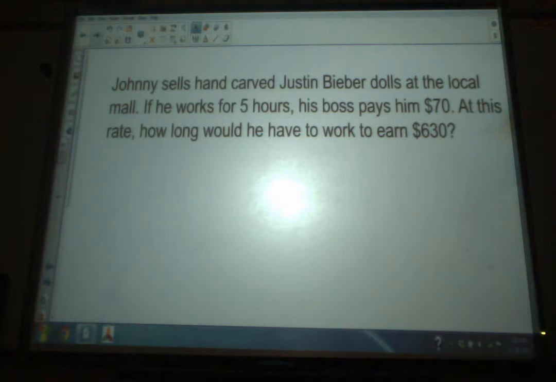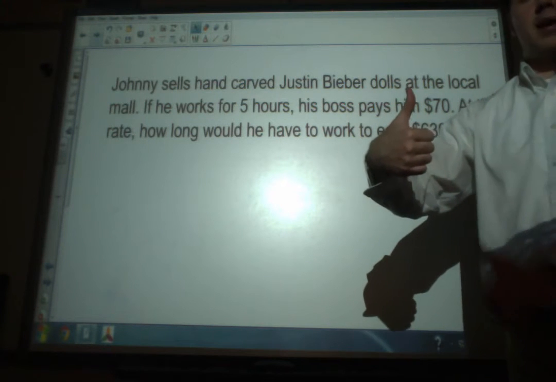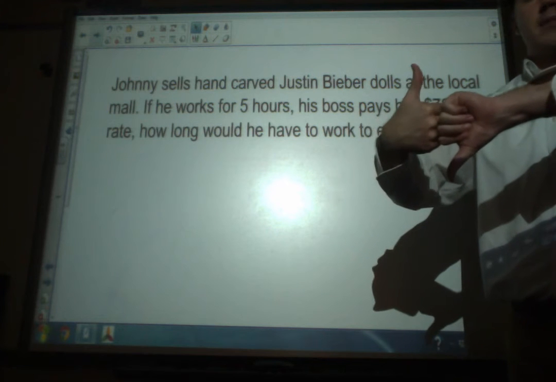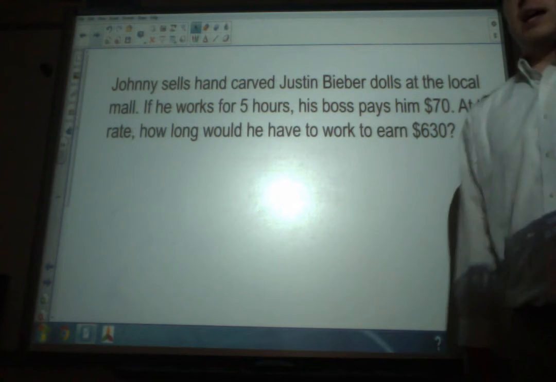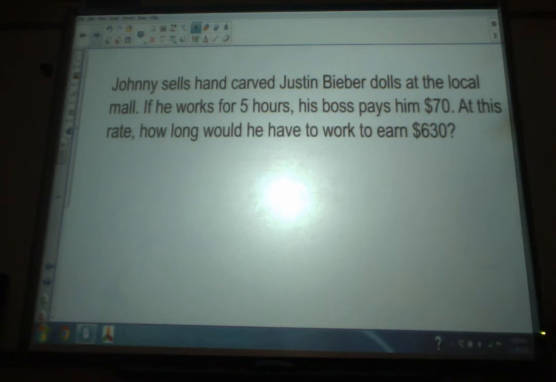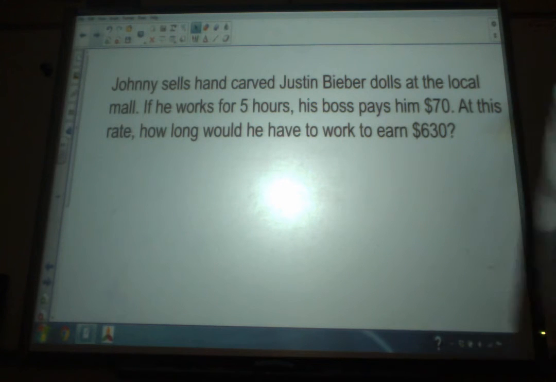First thing to ask yourself is: is this a direct proportion? Okay, well, let's think about it. So he works 5 hours and he gets $70. If he works for more hours, is he going to get paid more money or less money? Obviously, he's going to get paid more money for working more hours. It wouldn't make sense for him to get paid less money for working more hours. So, the hours go up, and that means the money goes up. And since they both go up together, then it is a direct proportion, so we're good.